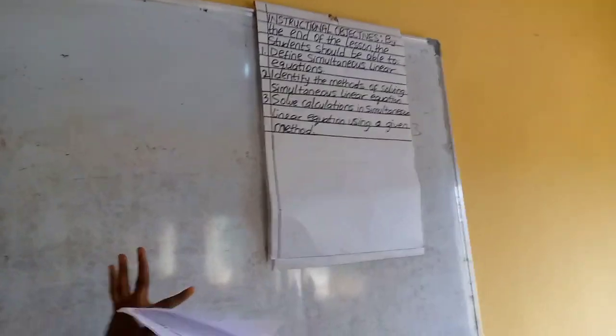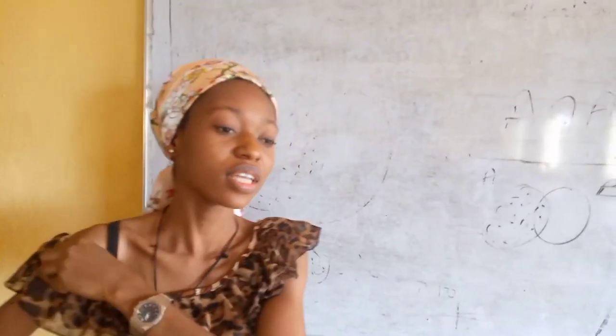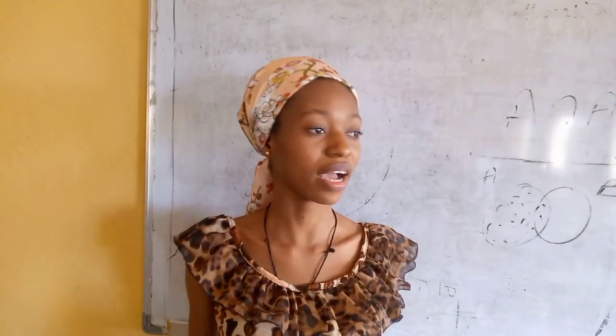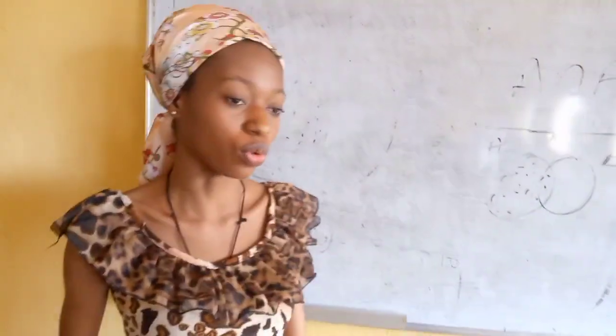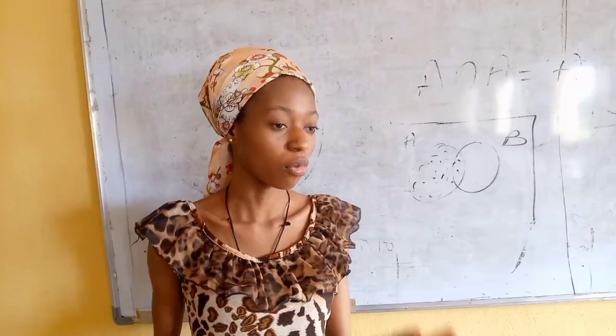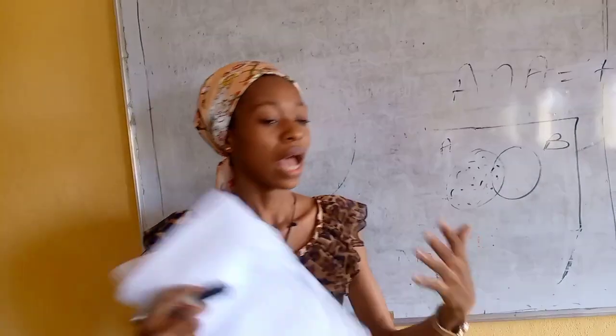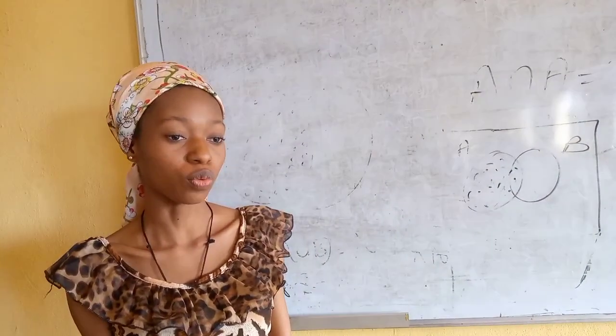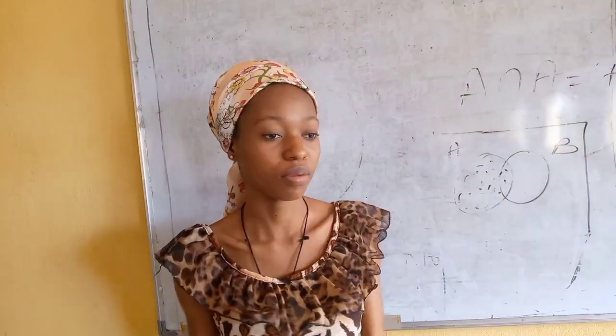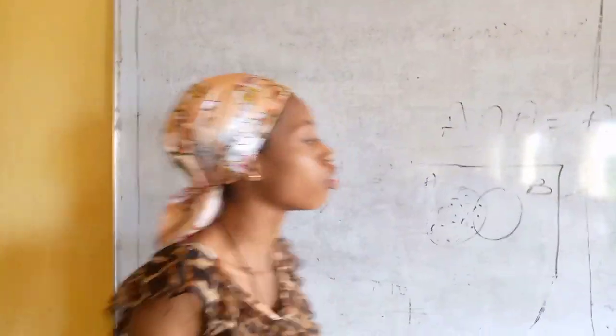Now here are the objectives, what we are expected to know by the end of this lesson. Let's define simultaneous linear equations. Simultaneous linear equations can be defined as two linear equations containing two or three variables in order to find a common solution.